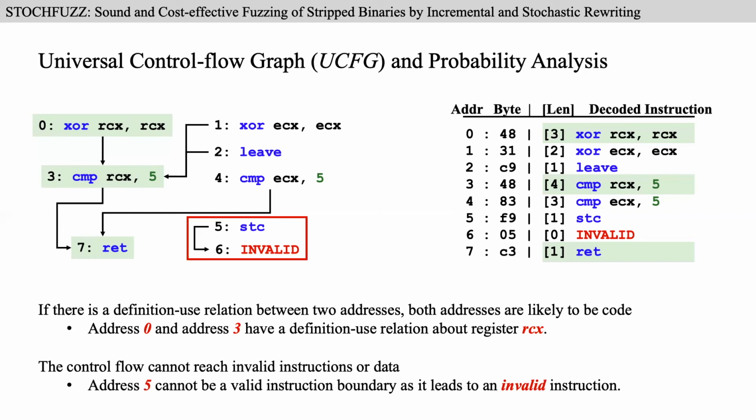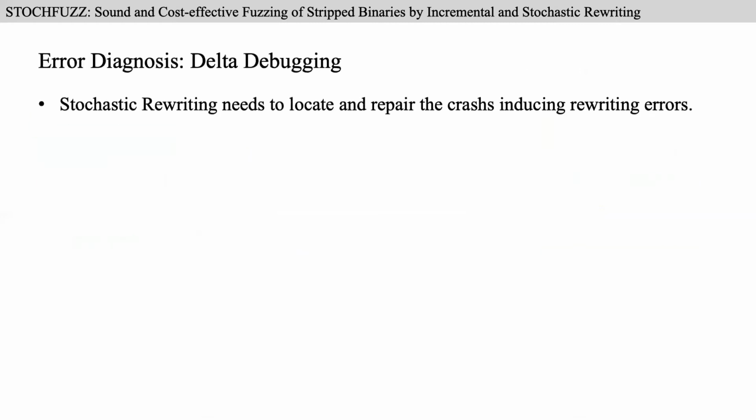As such, address 5 cannot be an instruction because its successor is invalid. More rules can be found in our paper. Recall that we need to locate and repair rewriting error effectively. We leverage delta debugging to do so.